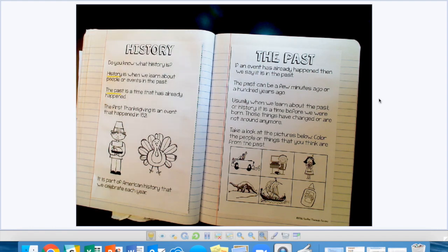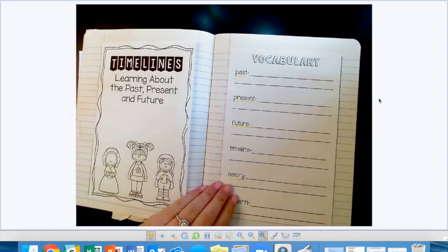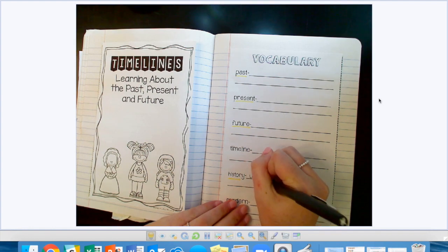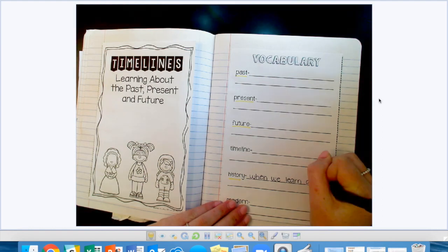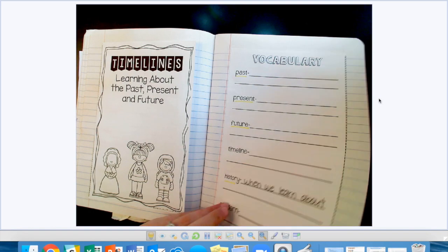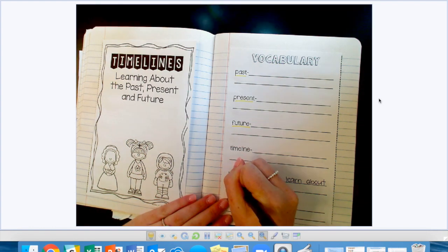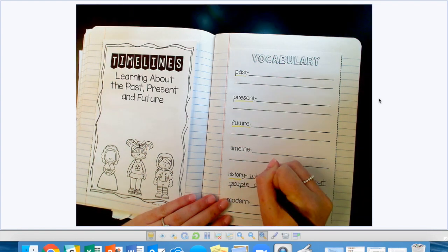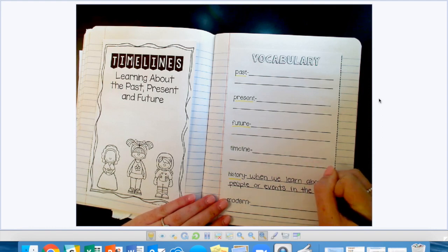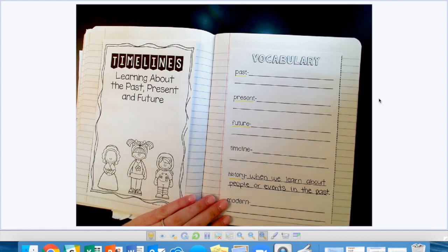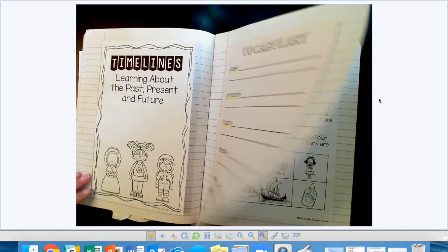So now you can go back to your vocabulary chart and fill this in. History, when we learn about people or events in the past. Now remember, you can pause this so you can fill it in at your own pace too.